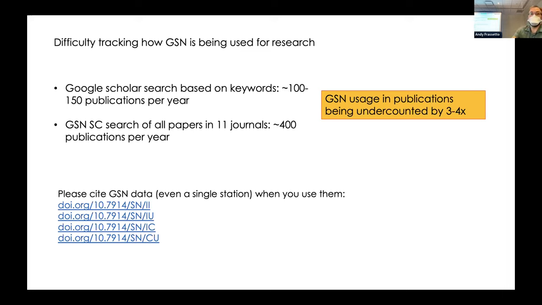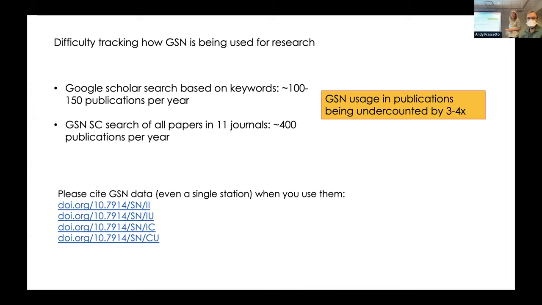I'll check the chat real quick. So if the citation is in a supplement, does that count? I noticed people doing that a lot. That's a good question. I don't know. Some journals really limit how many papers you can cite, so sometimes they have to go in the supplement. But when you can cite it in your main bibliography, please do.